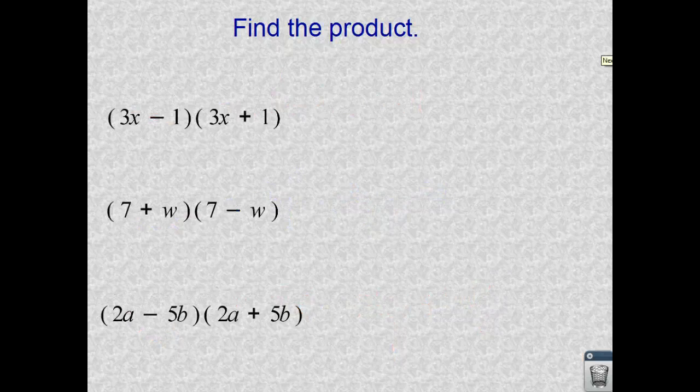Let's work with that sum and difference pattern. The first one, I have 3's being in the first slot of my binomials and 1's being in the second slot, and I notice my alternating pattern of signs. So right there, that tells me there's a special rule. So we're going to end up with 9x squared. We've eliminated that middle term because negative 3x and positive 3x, and then we have our last answer. Negative 1 times 1 is negative 1. Final answer.